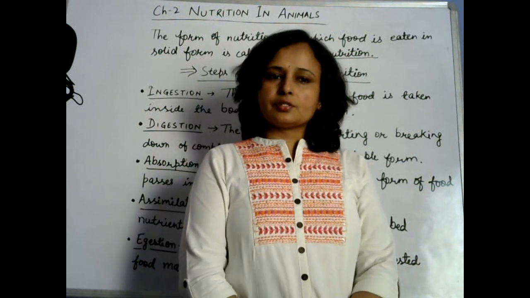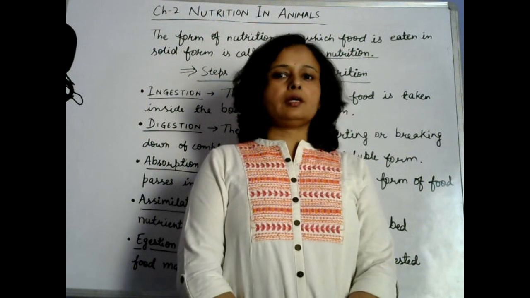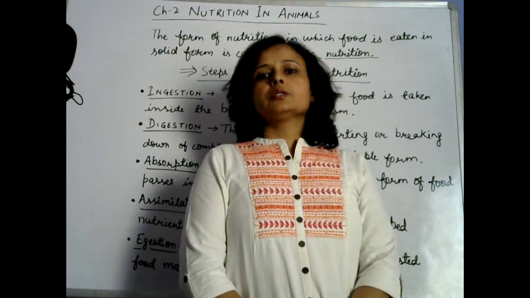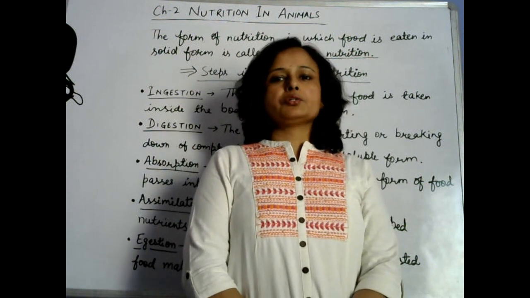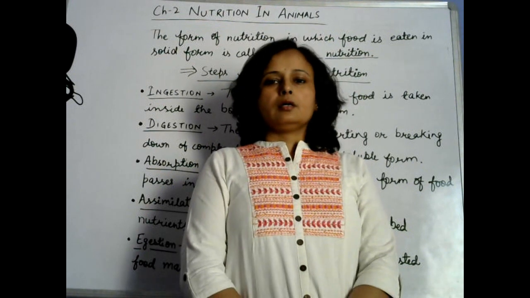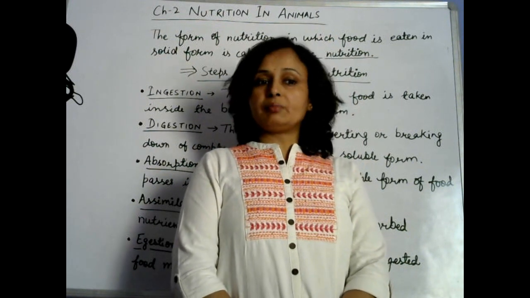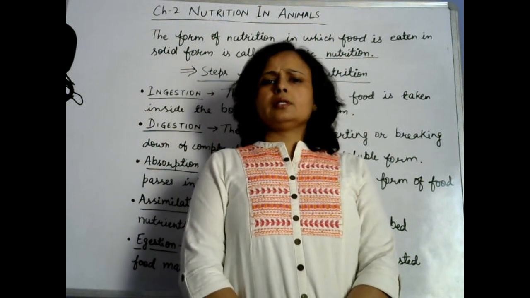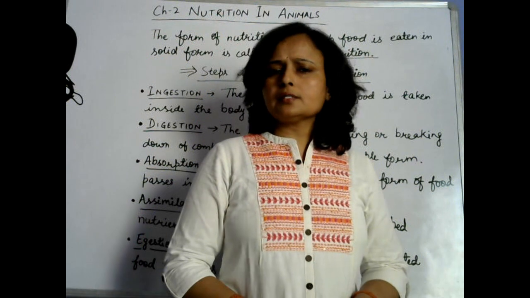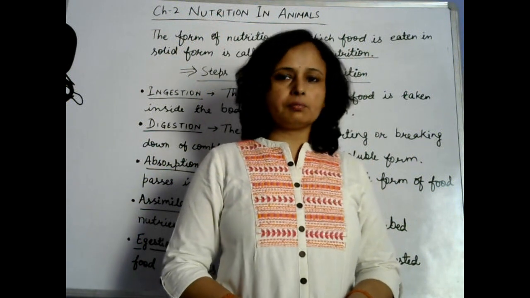Welcome back, students. Today we are going to learn about nutrition in animals. In our previous video, we learned about nutrition in plants, how nutrition takes place in plants by the process of photosynthesis. Photosynthesis is a process which takes place in green plants, and there are some more plants which are known as heterotrophic plants, and there were different modes of nutrition which take place in heterotrophic plants.